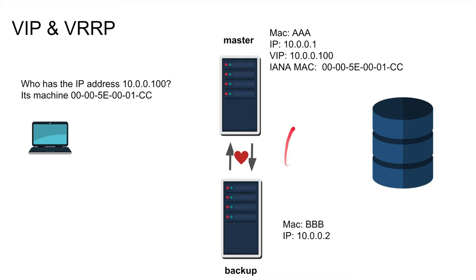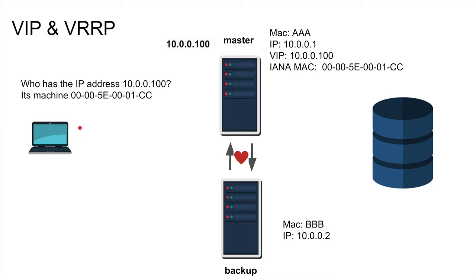So the machine with the higher priority, the master node, is going to be assigned the 10.0.0.100, which is the virtual IP address, and it's also going to be assigned this virtual MAC address. So now if any client, whether outside or inside internally, asks the question, hey, who has the IP address 10.0.0.100, which MAC address?